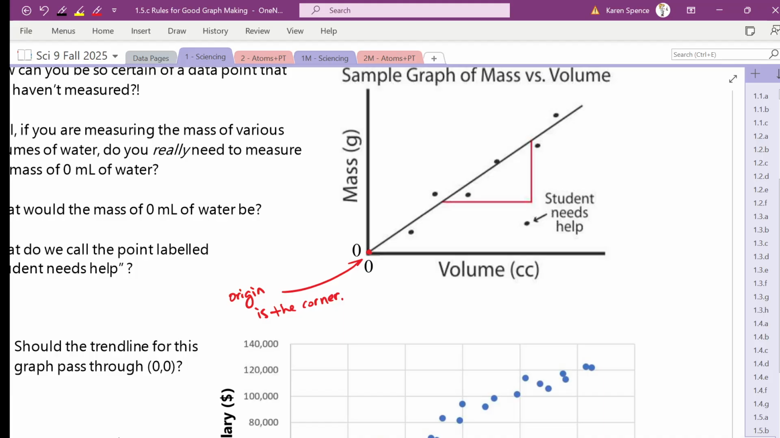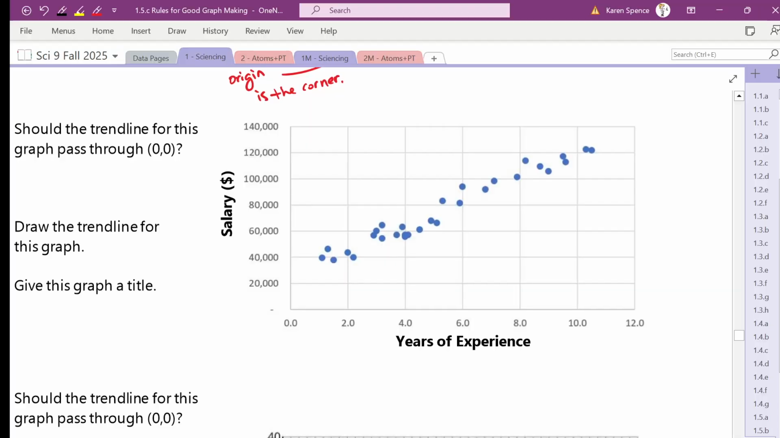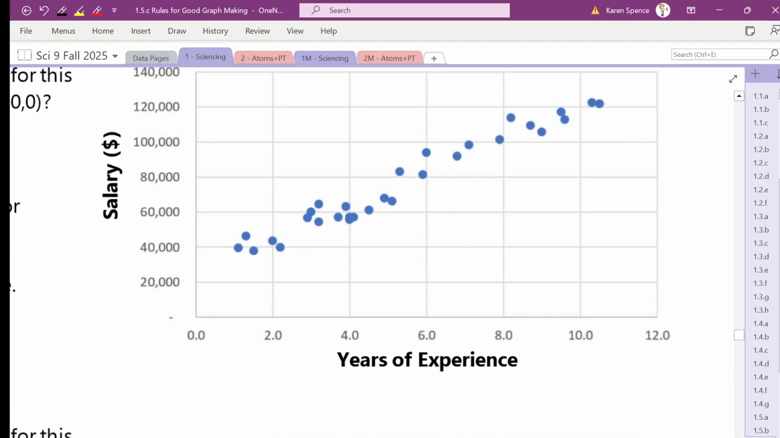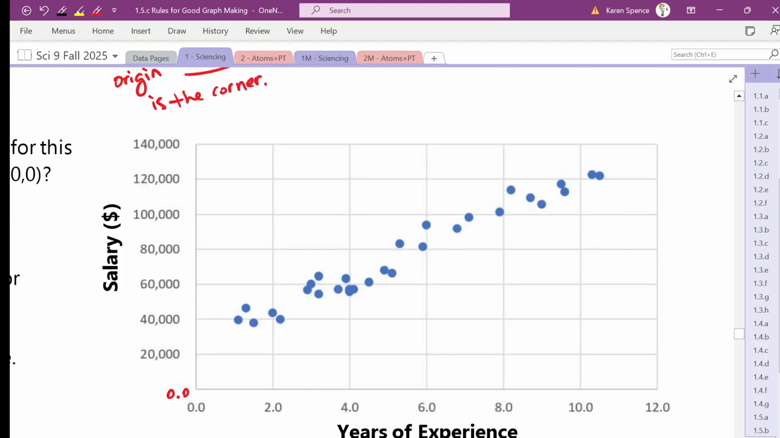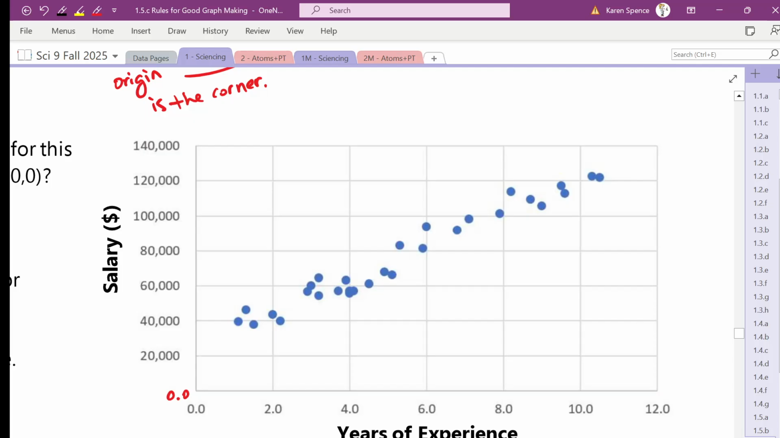Let's take a look at this next graph. Should this graph pass through 0, 0, where we have years of experience and salary? No, it should not pass through 0, 0. So you're not going to aim for the 0, 0 point. You're simply going to draw your trend line like that, okay? Don't aim for 0, 0.